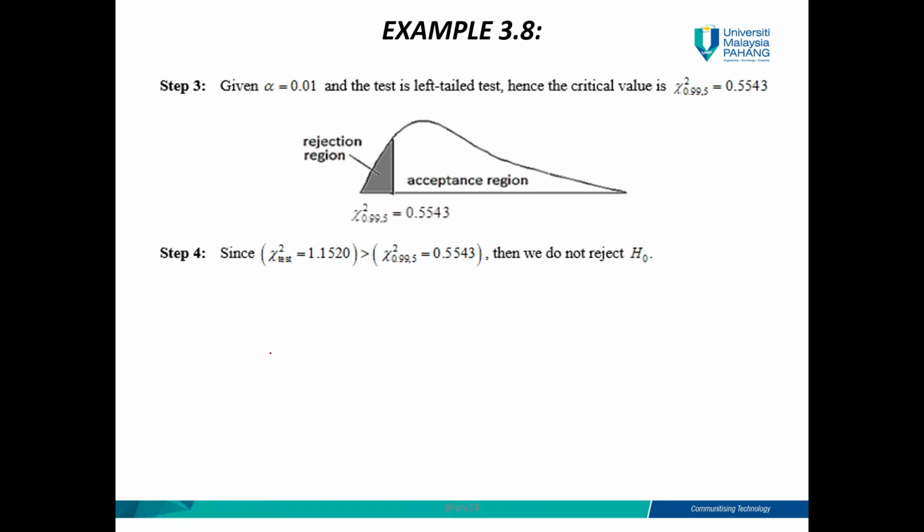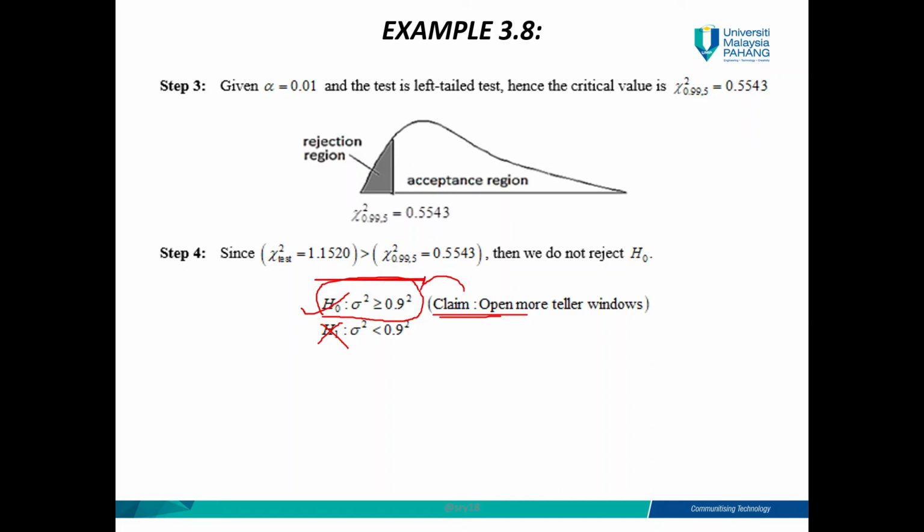Next, conclusion. So recall what the hypothesis statements are. The decision is to not reject H null, which means your H null is supported. So you need to reject H1. So let's take a look at what happened to the claim. The claim here says that if the standard deviation is at least 0.9, they will open more teller windows. And from the decision here, we can see that this statement is being supported. They don't reject this statement, which means your claim is being supported.